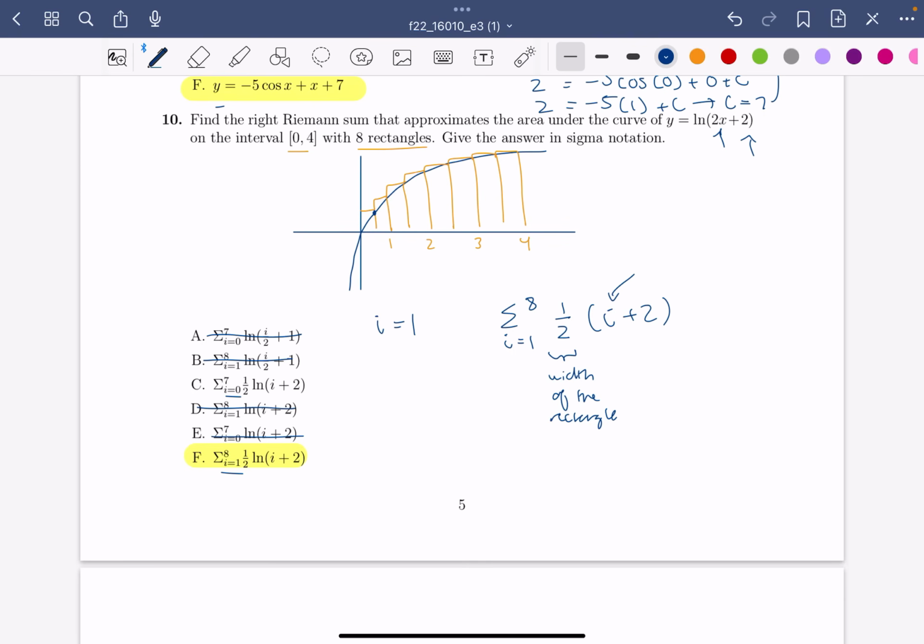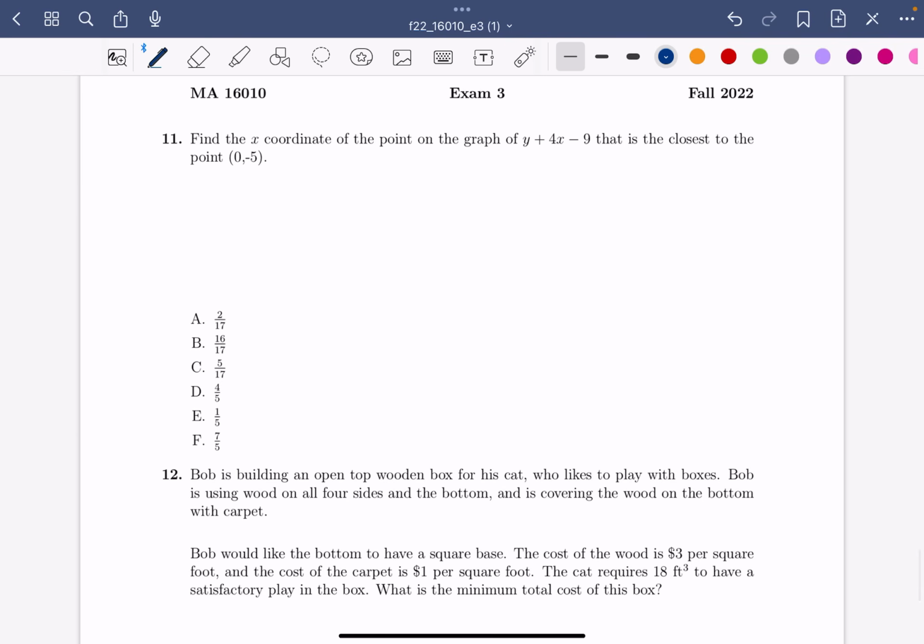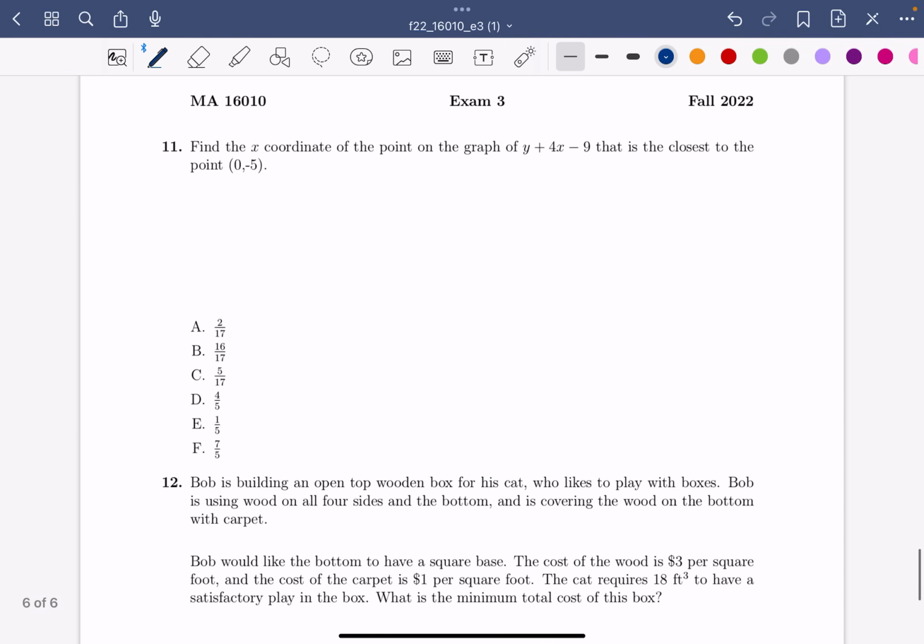The summation from i equals 1 to 8 of 1/2 ln i plus 2. Number 11. Find the x-coordinate of the point on the graph of y equals 4x minus 9 that is closest to the point (0, -5). This is supposed to say equals; we had a little bit of a transcription error.